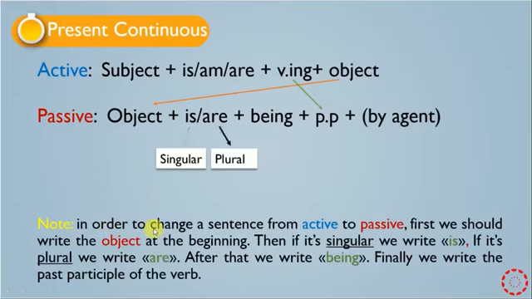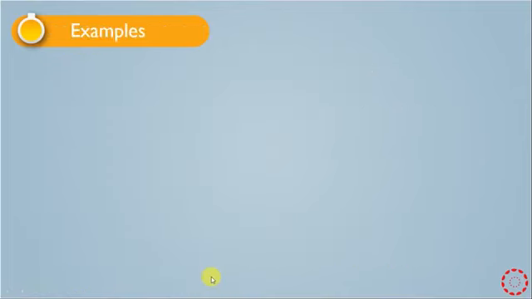As we see here, in order to change a sentence from active to passive, first we should write the object at the beginning, as I told you above. Then, if it's singular, we write verb to be is, and if it's plural, we write are. After that, we write being, and after being, finally, we write the past participle of the verb. So, let me show you some examples.